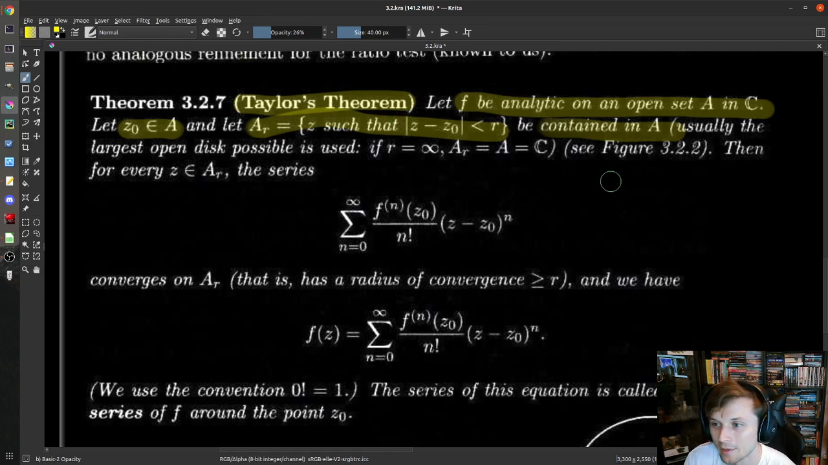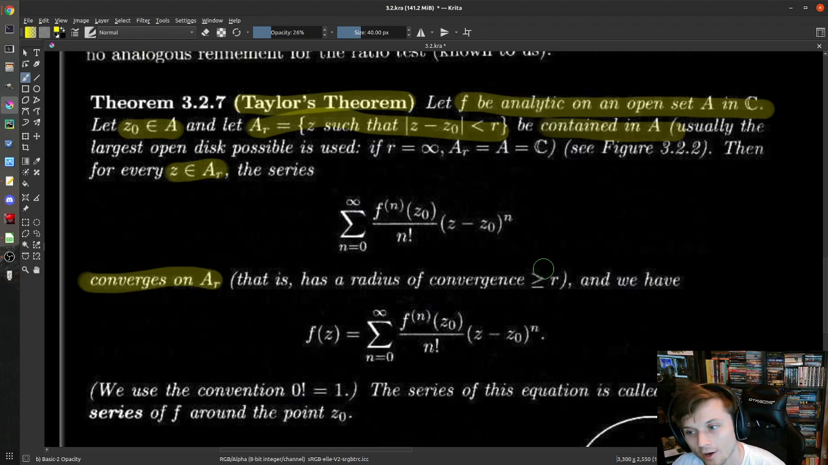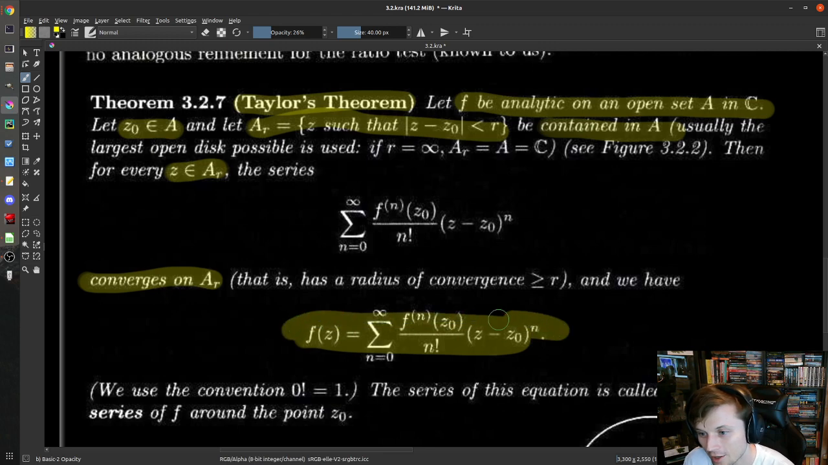Don't get hung up on this beginning part. What we're going to say is that for every z in this disk of radius r centered at z naught, the series, drumroll, the series that we expect, the sum from n equals 0 to infinity of the nth derivative of f at z naught over n factorial times the quantity z minus z naught to the n, converges. That is, it has a radius of convergence at least as large as little r, and it equals f of z on this disk. Kind of cool.